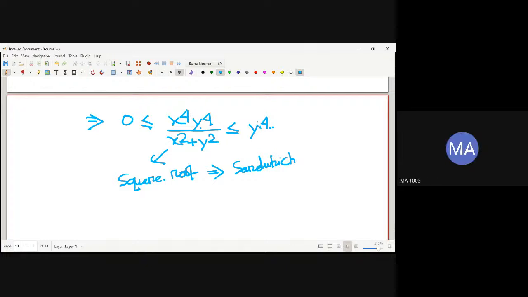Yes, sir. I have a doubt. In the denominator, in the middle, we are going to take the square root. So what are we going to do on the right hand side? You take the square root on all the sides. Square root is an increasing function. If a is less than b, then square root of a is less than square root of b. In the middle term, we take the whole square root.